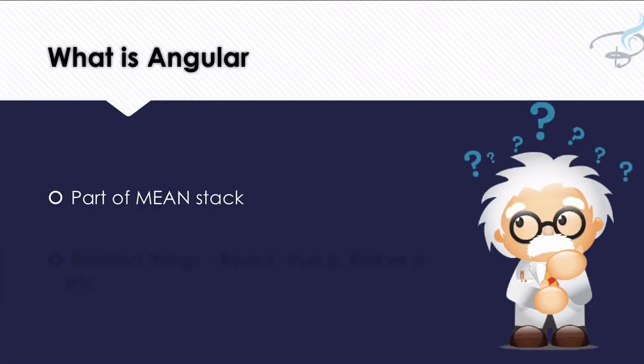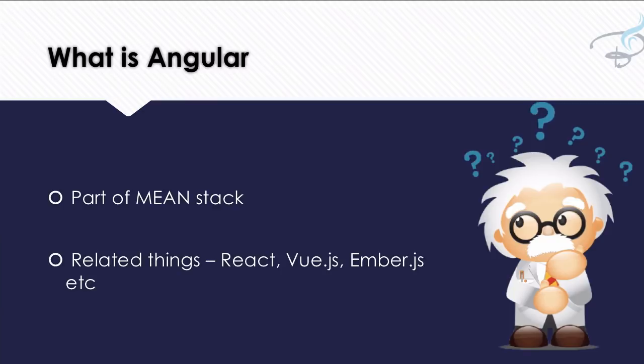MEAN stack means M for MongoDB, a NoSQL database, then E for Express.js, A for obviously our Angular, and N for Node.js. The combination of all four is called MEAN stack, and Angular is the most important part of this MEAN stack. This MEAN stack is used for creating great modern web apps, and that's the main purpose of MEAN. There are various things related to Angular like React, Vue.js, Ember.js, etc. But all these things I consider as libraries, not a framework, but Angular is a framework. And my personal favorite is Angular.